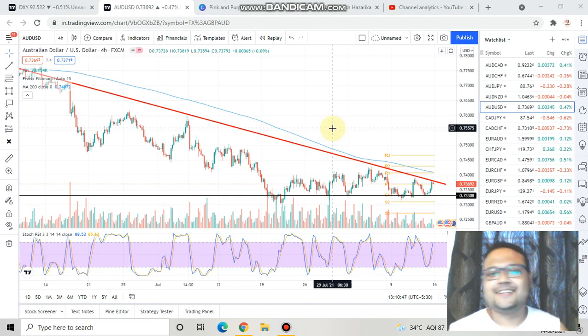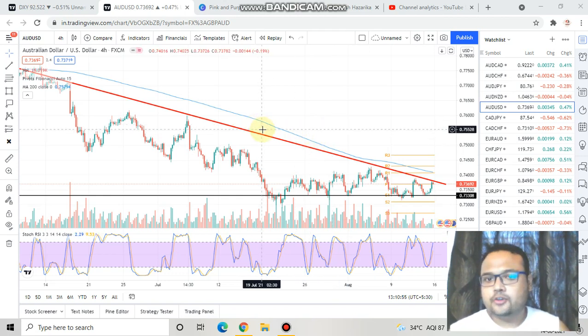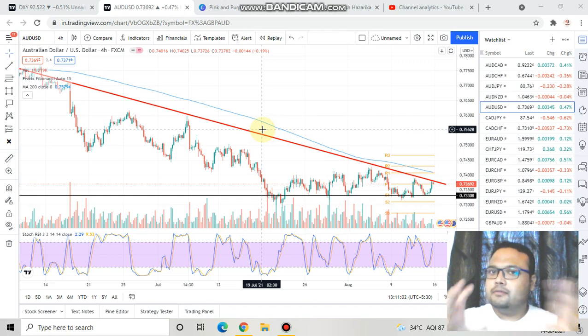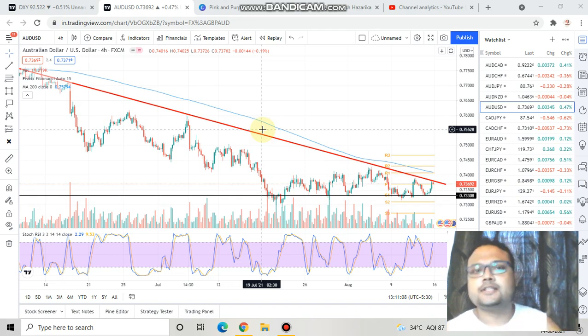So let's get started. This is the 4-hour chart of AUD USD in front of us right now, and as you can see, I have got two lines drawn here on the chart. Let's try to understand the whole picture of AUD USD and find out what is going on on the chart. Then we will be discussing the strategy.